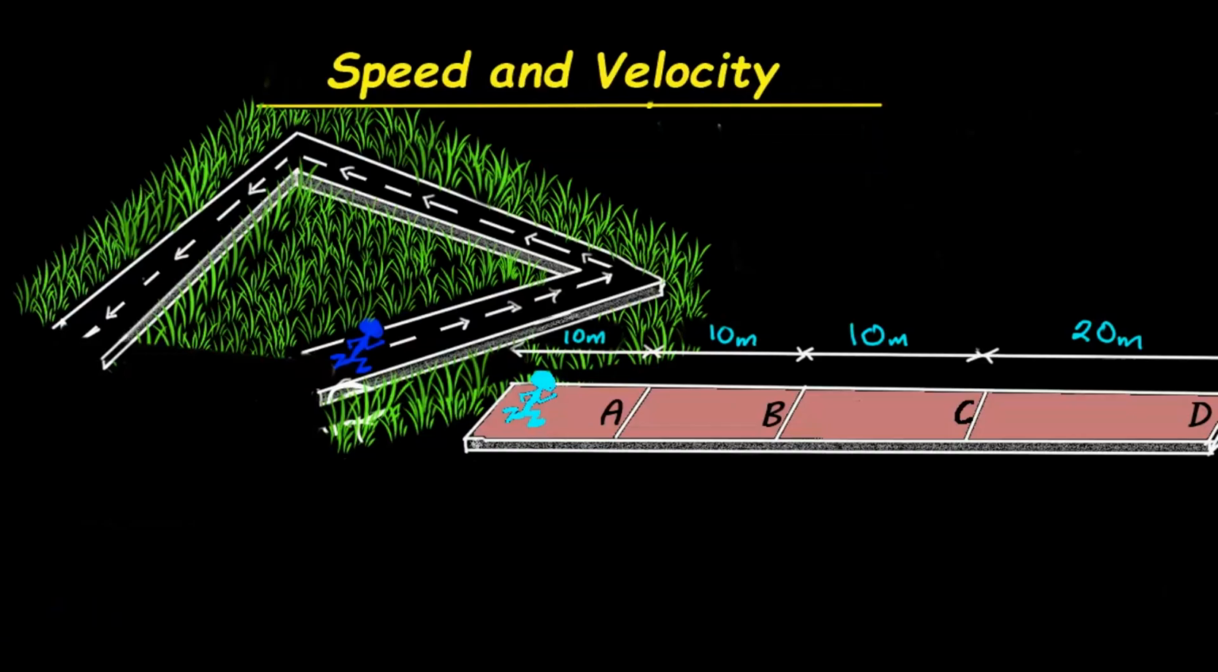Now let's talk about the speed and velocity of Mr. Blue. If you want to know how fast an object is or how slow an object is, you consider how much distance the object covers in a particular time.